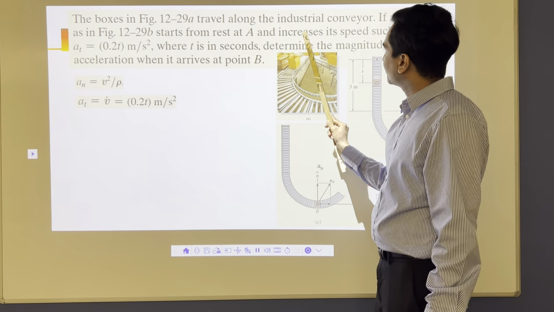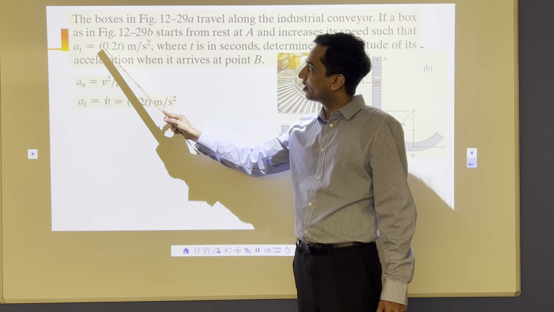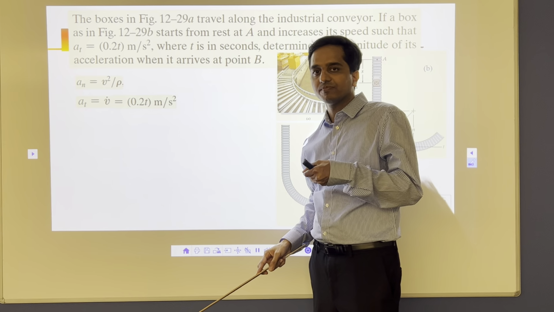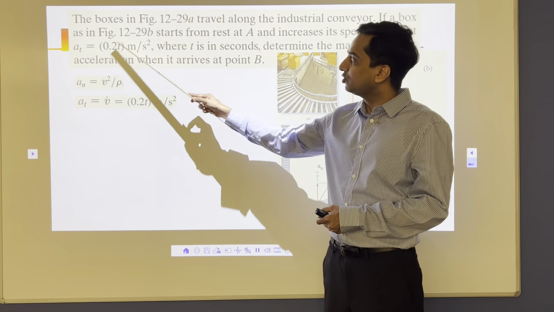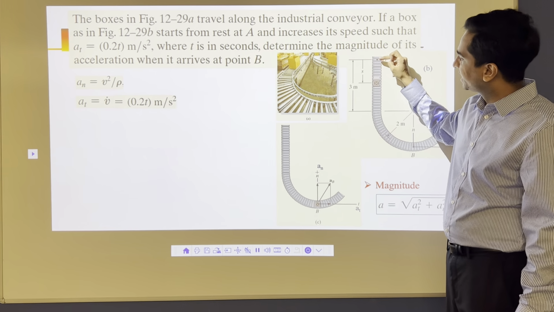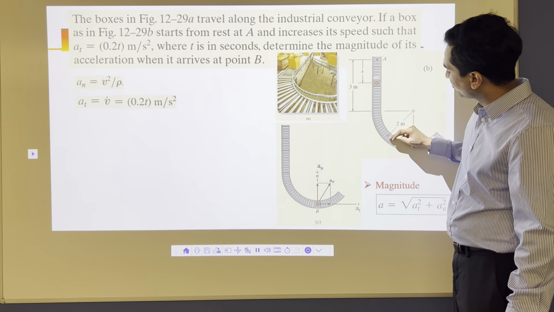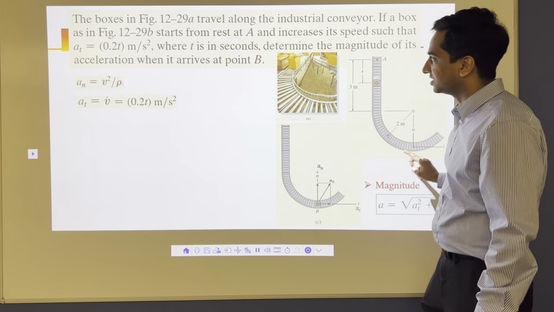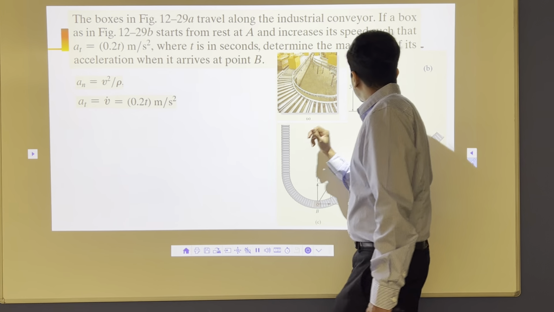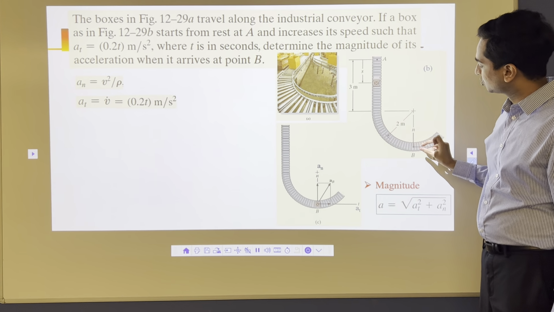It says that it's going to travel along the industrial conveyor. It starts at A, and increases its speed such that aT is equal to 0.2 t meter per second square. It means its acceleration is increasing with time. So with 0.2 t, when t is equal to 0, acceleration was 0. When t is equal to 1, acceleration was 0.2, and so on and so forth. As time increased, acceleration also increased. So we have the equation for acceleration here. The box starts at this point, comes like this with increasing velocity, and reaches point B.